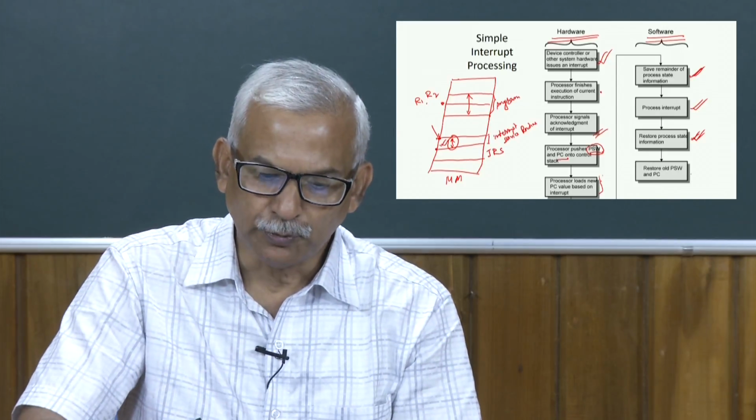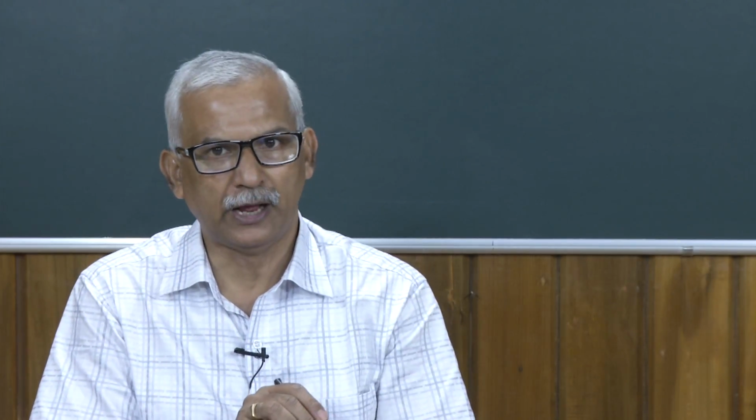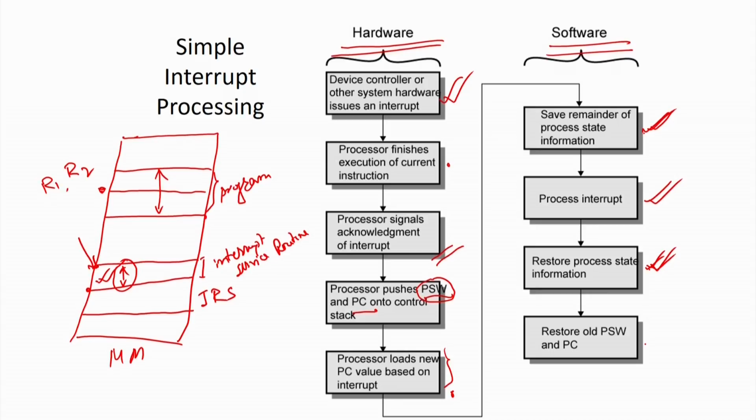So, up to this point we are doing it at the hardware level. Again, this particular step, though it is written over here, is something we are going to do at the software level. What we are doing is saving the remainder of the state information, basically storing the general purpose register values. Now, why have we shifted to the software side?